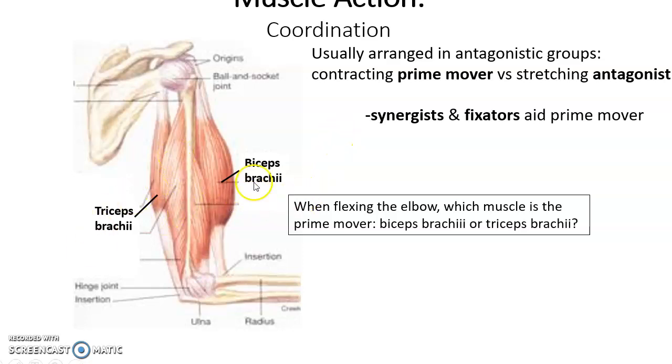So in this case, when flexing at the elbow, the biceps brachii would be the prime mover, triceps brachii would be the antagonist. Additional muscles can come into play to aid the prime mover. They're often called things like synergists or fixators. They help to either increase the force of the effort to move the structure, or maybe they're just stabilizing the movement. So it's a nice smooth movement. There's no shaking or whatever.